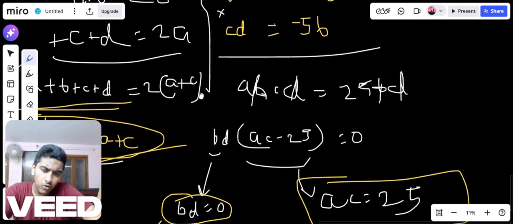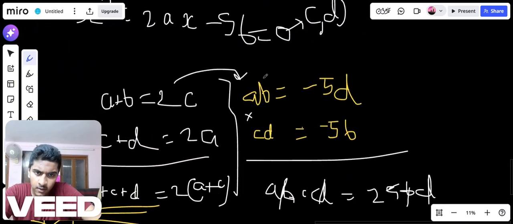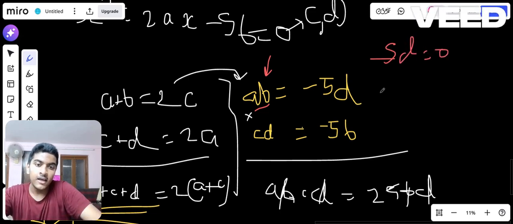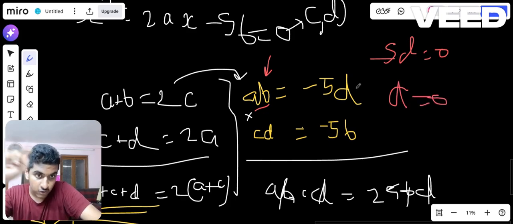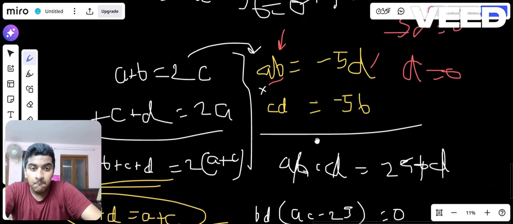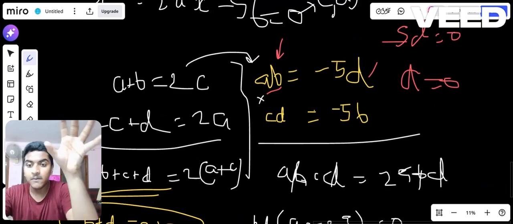Now let's go back to the equation we originally formed. Let's say this. So b equal to 0, let's put it here. And of course, if b equal to 0, a cannot be equal to 0. That means 5d minus 5d equal to 0. That means if b is 0, d has to be 0 as well for this equation to hold true. But we know, again, that b and d cannot be the same.